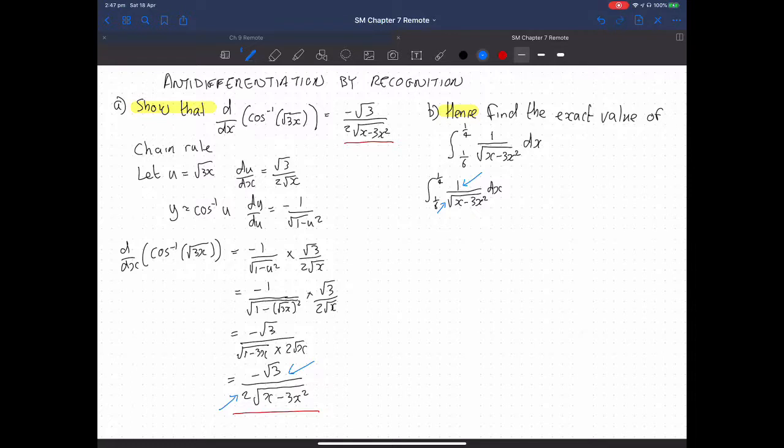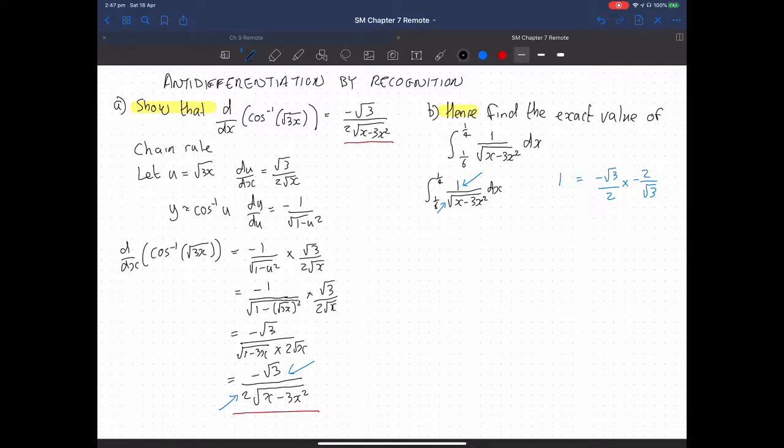We know an antiderivative that has a very close similarity here. So it's going to be some manipulation. 1 is equal to something times minus root 3 over 2. So what do I multiply negative root 3 over 2 by to give myself 1? Well, that would have to be negative 2 over root 3, because they would cancel each other out, leaving us with the 1.